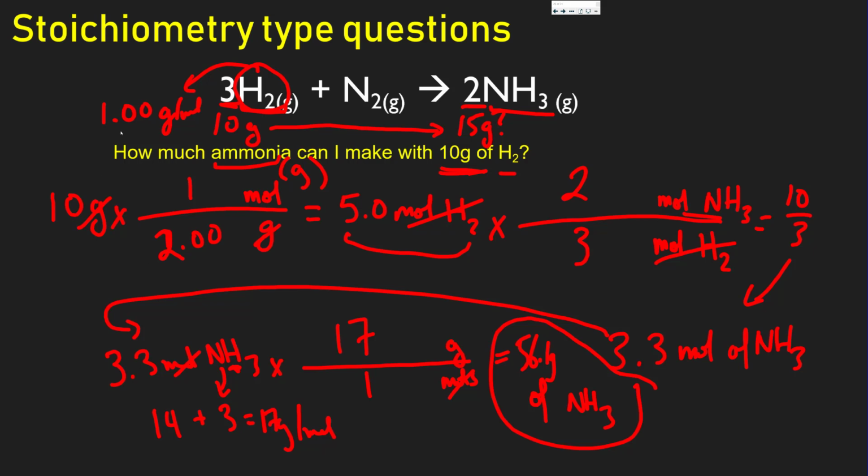I started off by converting my 10 grams of H2 into moles, so 10 grams to 5 moles of H2. Then I need to figure out how many moles of NH3 I have. I use my molar ratio, and I figured that out to be 3.3 moles of NH3.